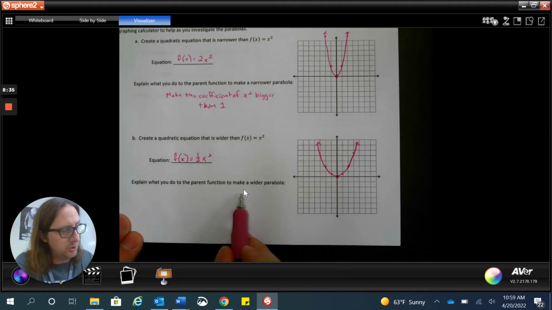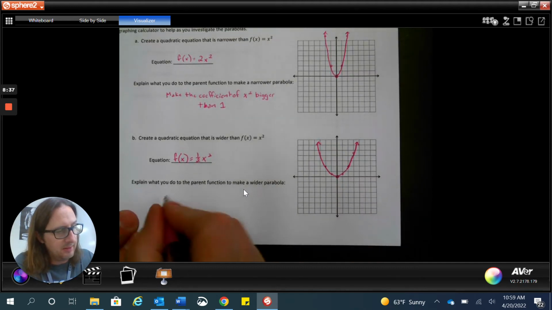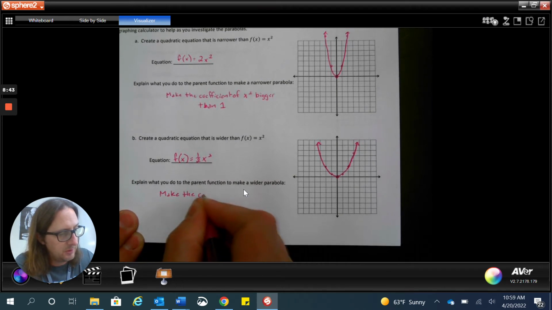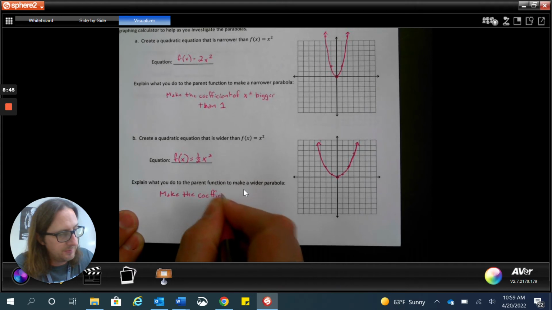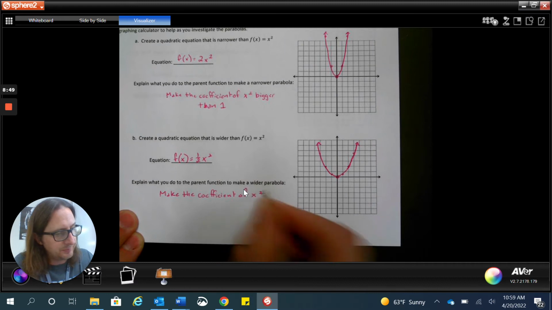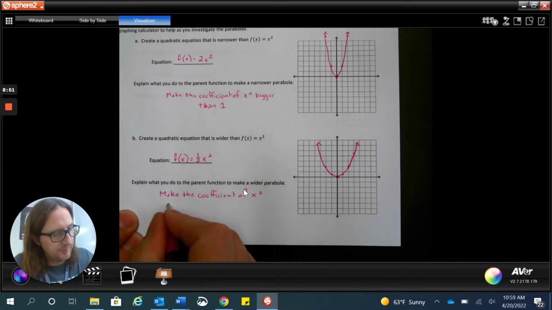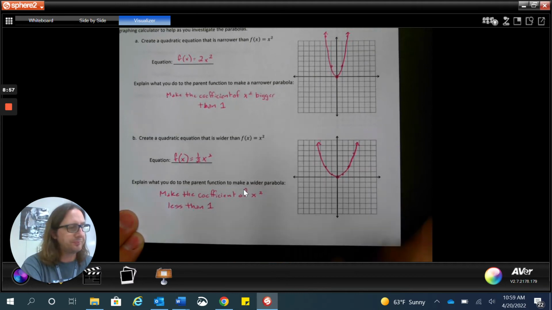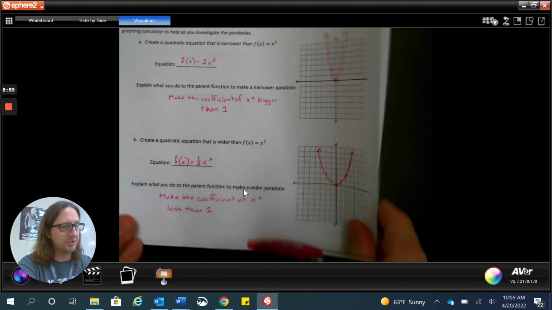So what can you do to make it wider? Make the coefficient of x squared less than 1. Basically make it a fraction. All right, let's do some more stuff.